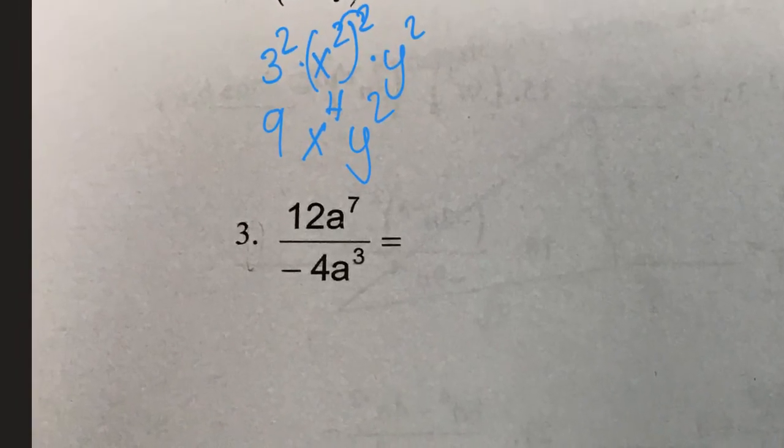All right, then we'll move on to number 3. For number 3, we have 12a to the power of 7 divided by negative 4a cubed. Here, we can break it down as 12 over negative 4 times a to the power of 7 over a cubed. Now this a to the 7 over a cubed is pretty much our law 2. We're going to take this 7, subtract the 3, and we're going to get a to the power of 4.